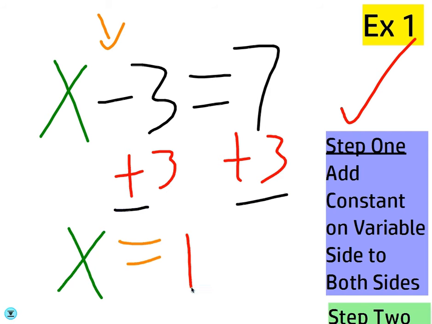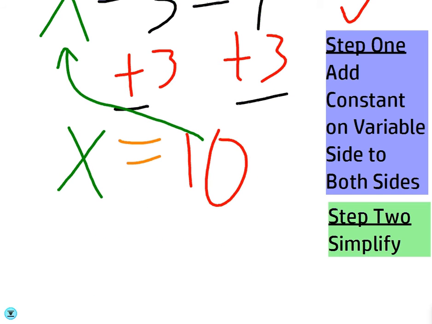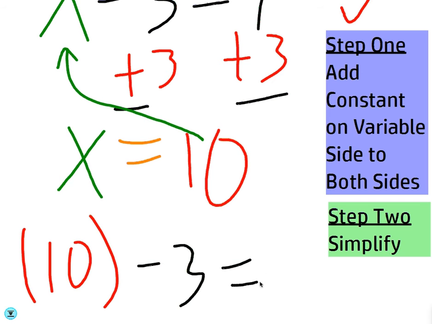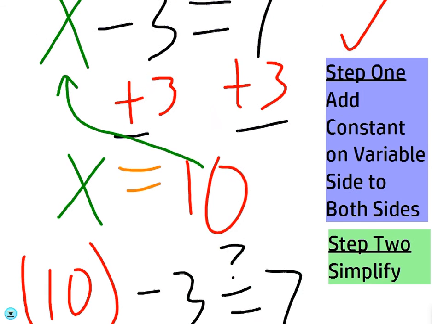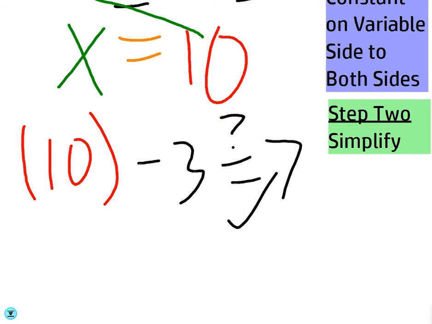So 7 plus 3 is 10. And if you wanted to show your work or check your work, you could just plug 10 back in for x. So you'd have 10 minus 3. Does that equal 7? Yes, it does, right? So we can check that one off. Yes. Example 2, let's go back to it.